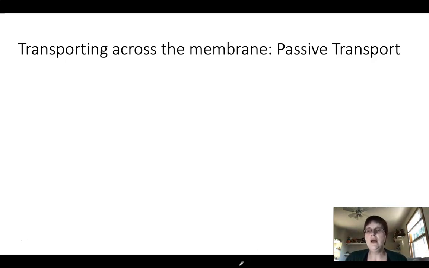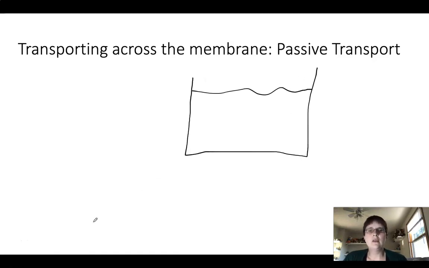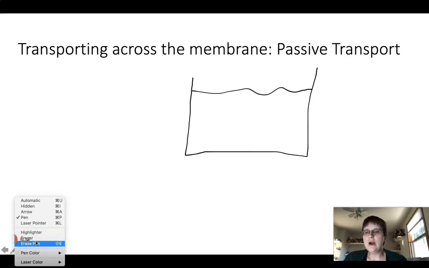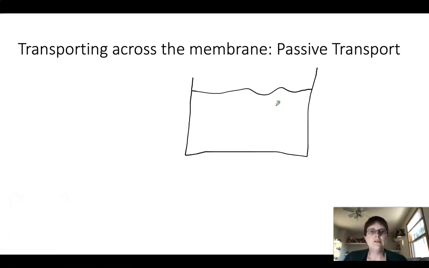All right, so an example of passive transport that you may have seen is, let's say you've got a cup and it's got water in it, right? And you put a drop of food coloring in. So let's make it green. So you put a nice big fat drop of food coloring into the cup.